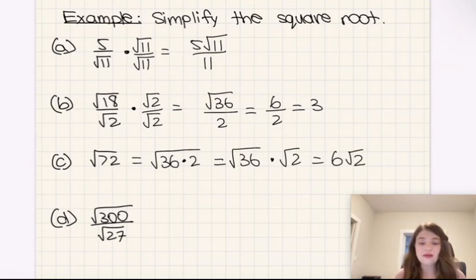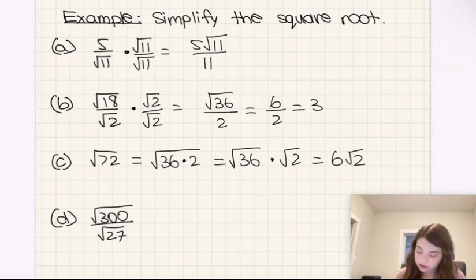Awesome. Okay, so next one here is root 300 over root 27. So there's a couple things here that are wrong with this. First of all, we have a radical in the denominator, which of course we cannot have. And then we also have the fact that both 27 and 300 have a factor that is a perfect square.